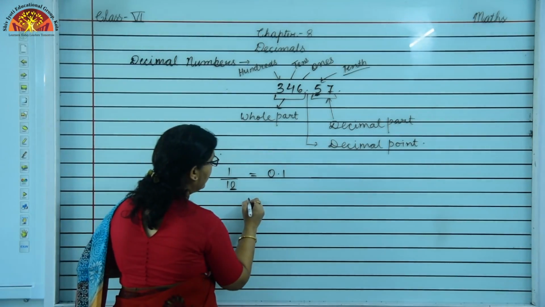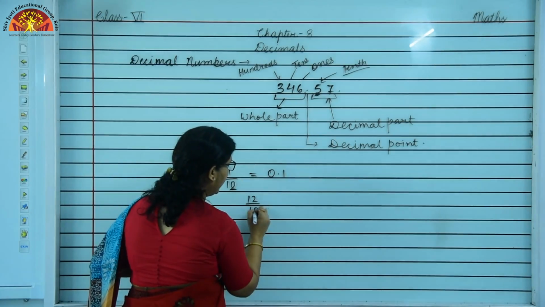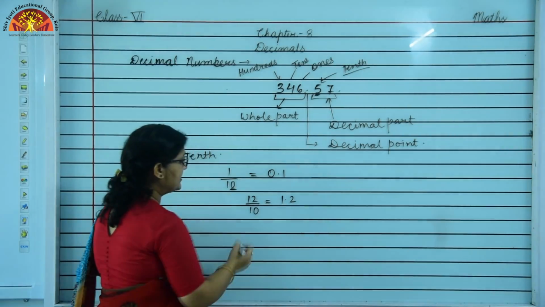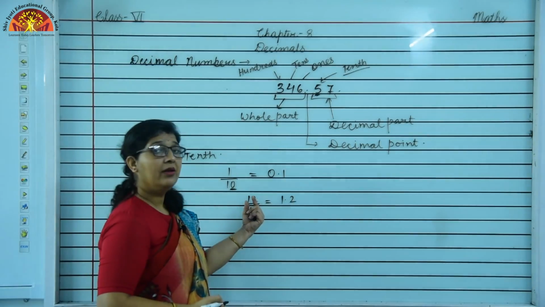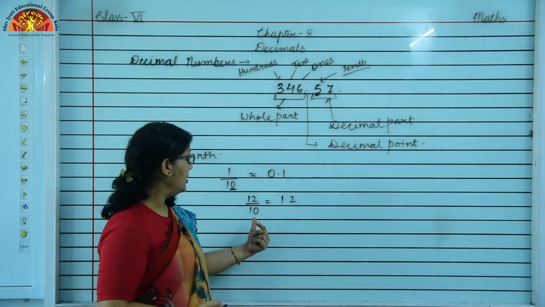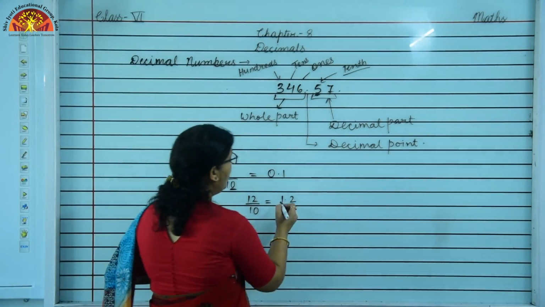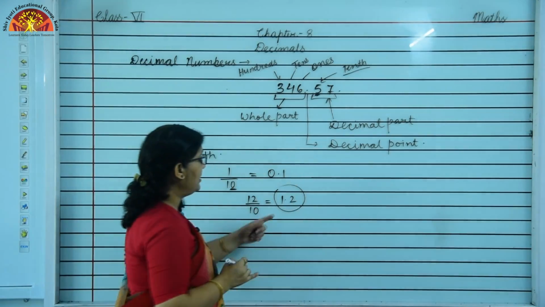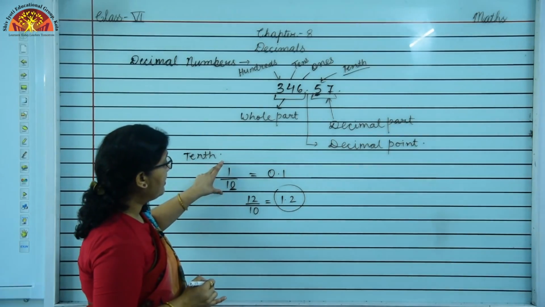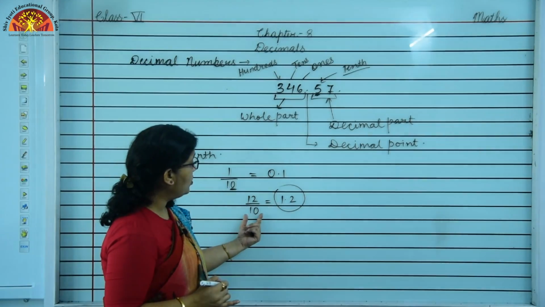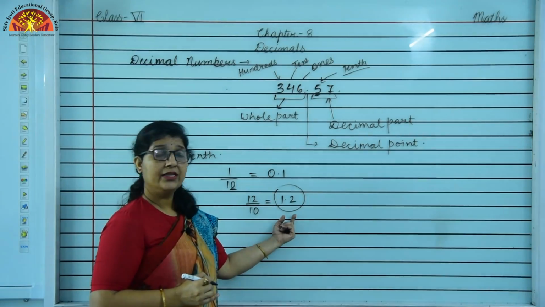Suppose we have 12 upon 10, it means 1.2. From the right side, we put the decimal after one digit. Understood? Because we have one 0 here. So, how do we convert into decimal? If you have a fraction and we want to convert it into decimal, we convert like that.